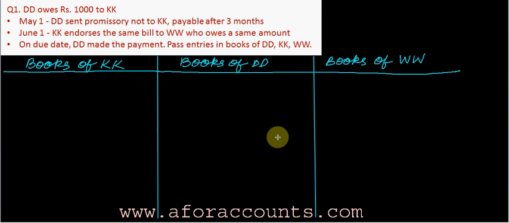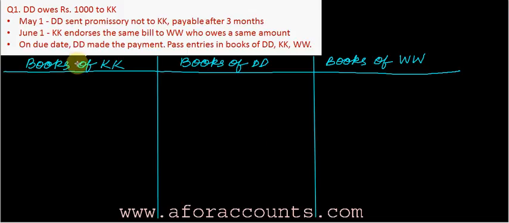Let's try to do a practical question on bills of exchange. DD owes rupees 1000 to KK. DD has to give KK rupees 1000, maybe for goods purchased or whatever. On 1st May, DD sent a promissory note to KK payable after 3 months. For DD it will be bills payable, he has to pay, and for KK it will be bills receivable.